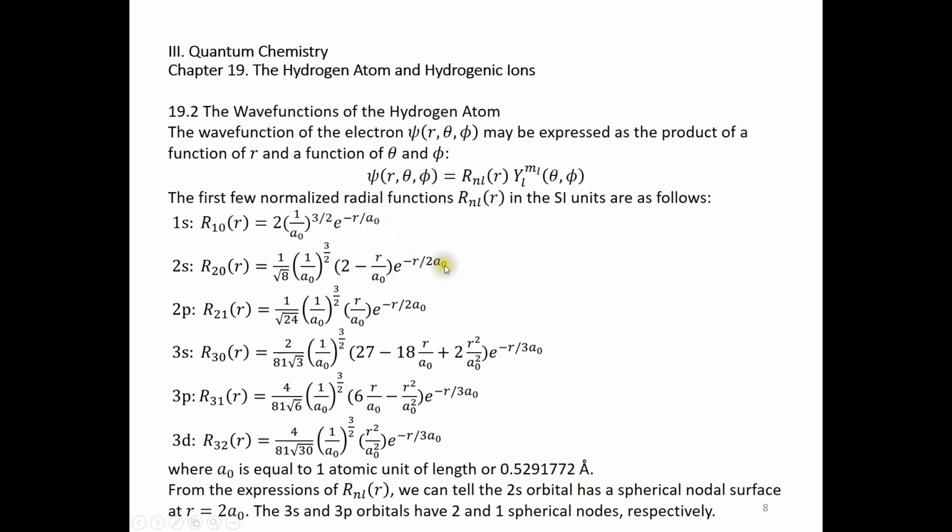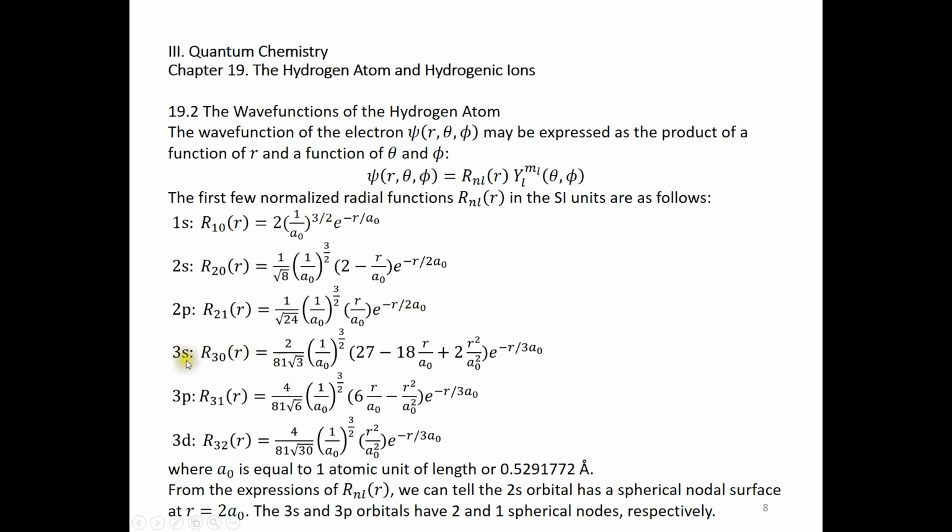And now we have an exponential function. This time it's e to the power of negative r over 2a0 compared to e to the power of negative r over a0. We have this 2p radial function. So again, normalization factor and then polynomial function. This is just first order. And now we have this exponential function. So 2s and 2p share the same exponential function.